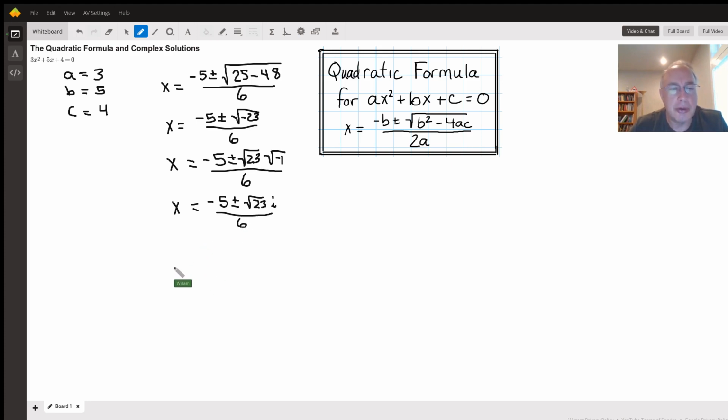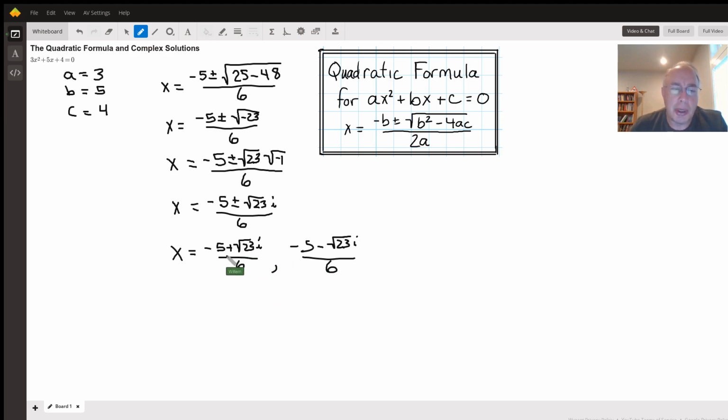Now you can break it apart into its two pieces. You can call it x equals negative 5 plus the square root of 23i over 6, and negative 5 minus the square root of 23i over 6. You always want to make sure that you check the radical to make sure that it can't be reduced anymore. If it has a perfect square in it, you can take the perfect square out of the radical. That's a subject for a different lesson.